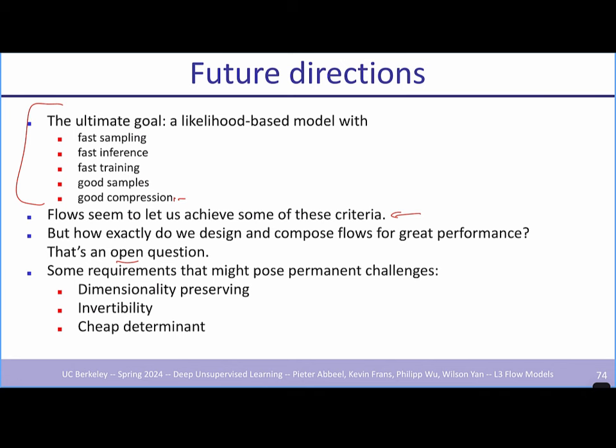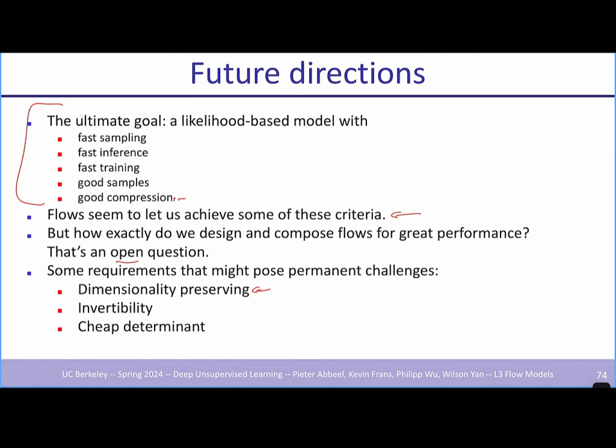Some requirements that might pose permanent challenges. Like, you could either agree with those and then decide, I'm not going to work on flow models because I think these are kind of problematic. Or you could say, well, that's what everybody thinks, but actually they're probably wrong. And I don't think it's so insurmountable. I'm going to write a cool paper that shows that they can do really well because I can work around this. Dimensionality preserving. Now, I should add a little color to that.